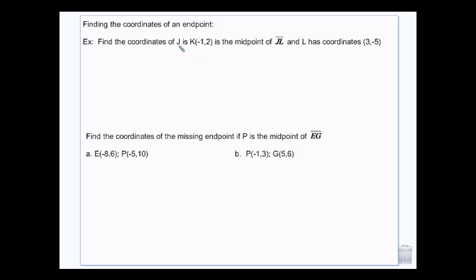So J, that should be an if, not an is. K is a midpoint. Okay, so K is the midpoint. And L is an end, and we're trying to find J. J is the other end. So this picture would be J, K, L, and we don't know J.